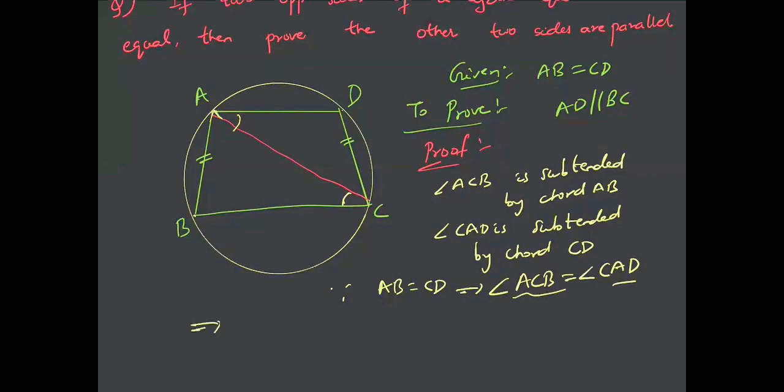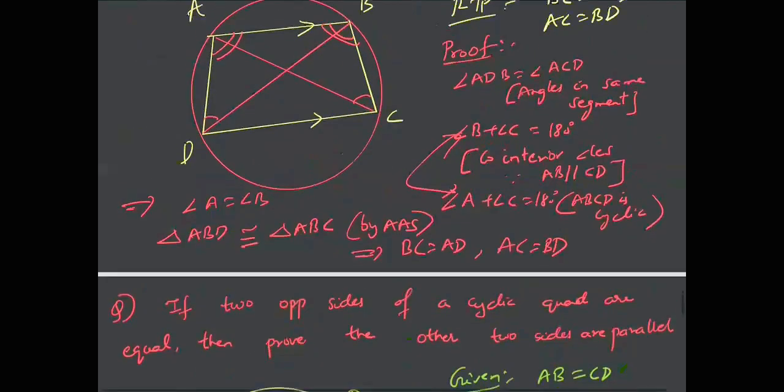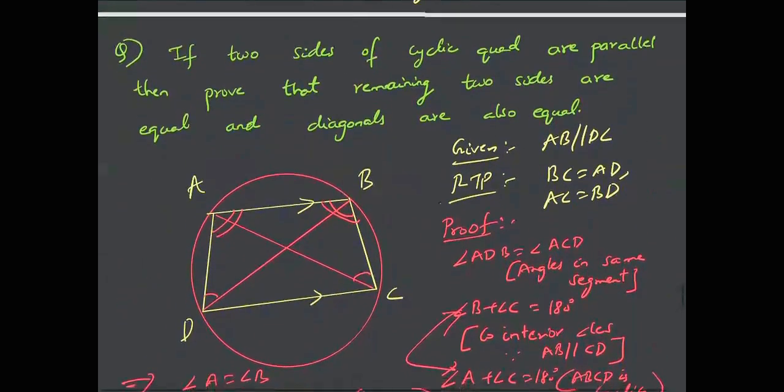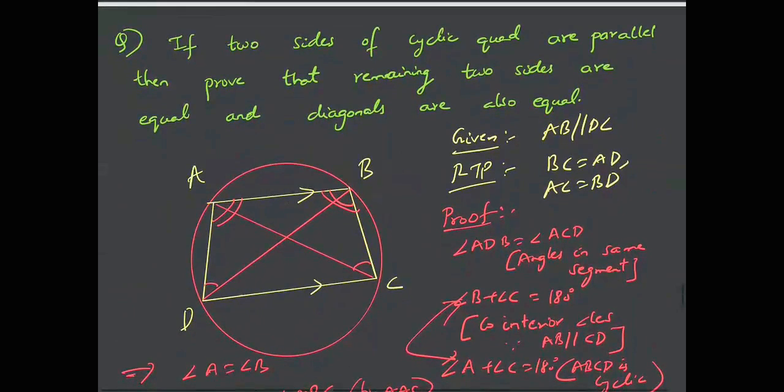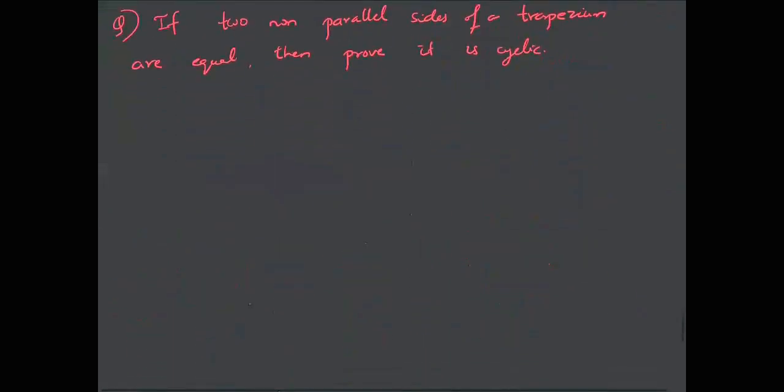Now this implies that alternate angles are equal, right? These are alternate angles, with this as a transversal. So this implies that AD is parallel to BC. Fine. So if two opposite sides are equal, then the remaining two sides are parallel. And if two sides of a cyclic quadrilateral are parallel, then the remaining two sides are equal and the diagonals are also equal. Yeah. Let us prove this one.